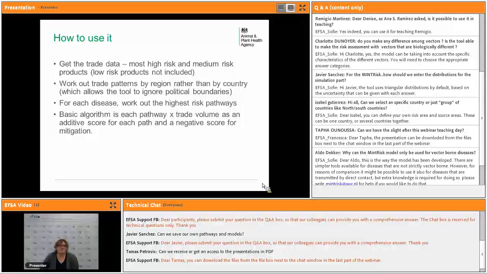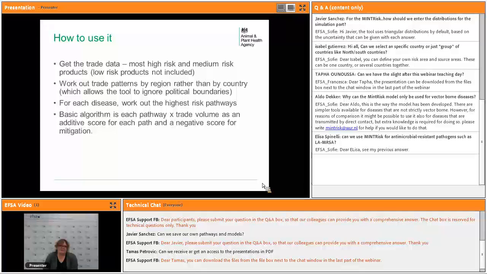So when you come to use the tool, the most important thing to do is to get hold of your trade data. Look for the most high risk, medium risk products. We're not particularly worried about the low risk products because I'm sure many of you are aware there are a huge number of different things that we do trade in, but not all of them could be considered a risk. We work out the trade patterns by the region rather than by country, so we can ignore political boundaries. And for each disease, work out the highest risk pathways as well.